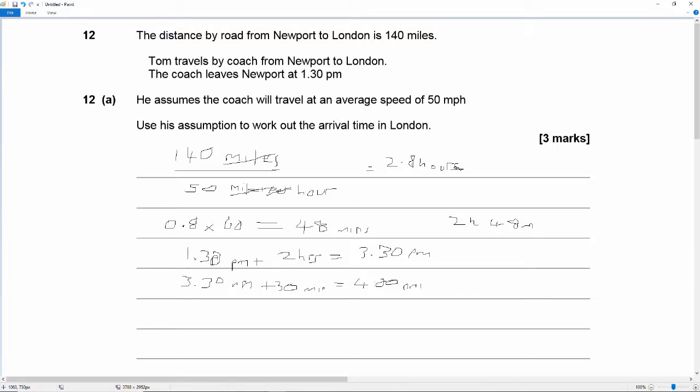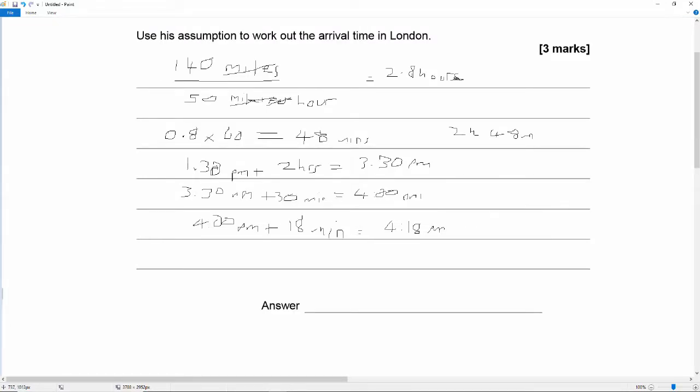So we've added 2 hours and 30 minutes, and there's 2 hours and 48 minutes. So 30 from 48, that just needs another 18 minutes. So 4 o'clock plus 18 minutes is equal to 4:18 p.m. So our answer is 18 minutes past 4.